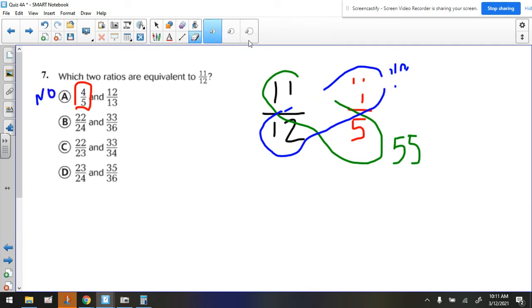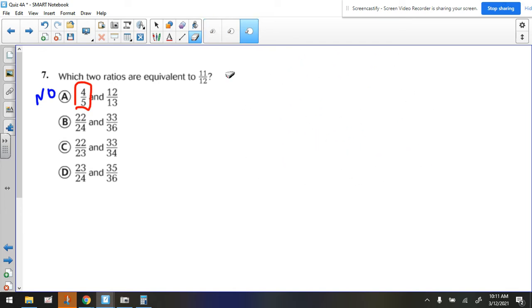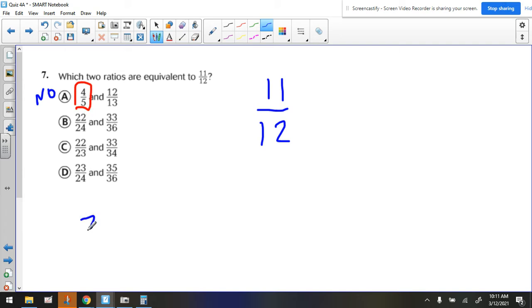All right, so let's use that same idea. And now let's take that 11/12 and let's compare the first fraction or ratio listed in choice B, which is 22/24. Now, if we simplify 22/24 just to make things a little more user-friendly, how about we divide both of those by 2? And if we divide this by 2, we get 11. And if we divide this by 2, we get 12. So just by doing that, you can tell that this is a yes.